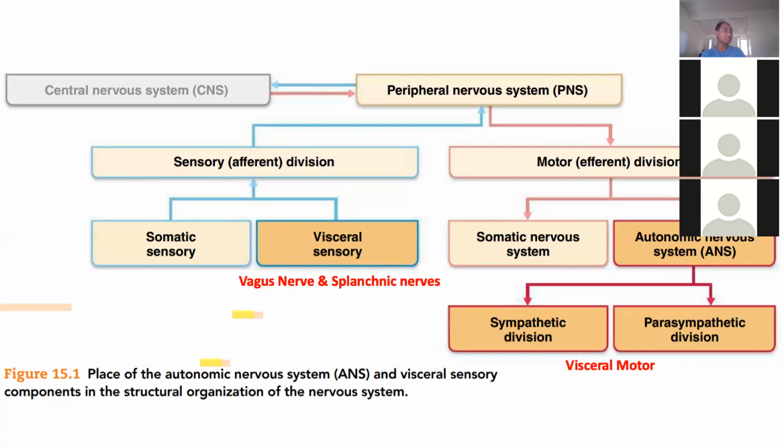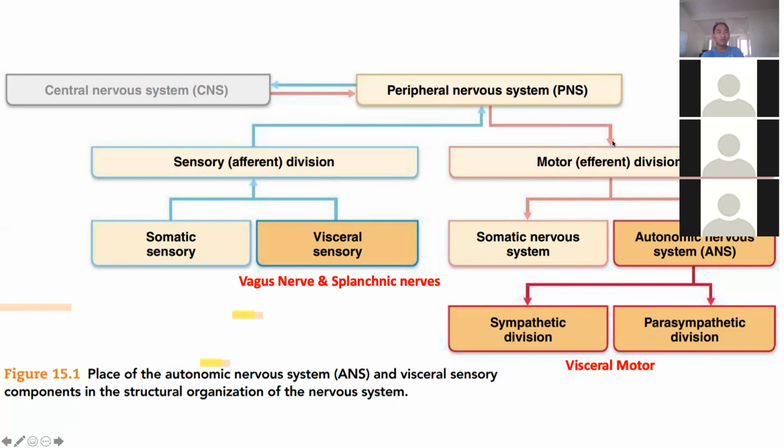So this diagram is the same, central nervous system, peripheral nervous system. Here, what I'm going to emphasize is the vagus nerve and the splanchnic nerve. These are the nerve fibers for the gastrointestinal tract. They take sensation of the visceral organs in our abdomen along the sensory afferent division of the peripheral nervous system to the central nervous system, and the central nervous system will respond and come back along the peripheral nervous system.